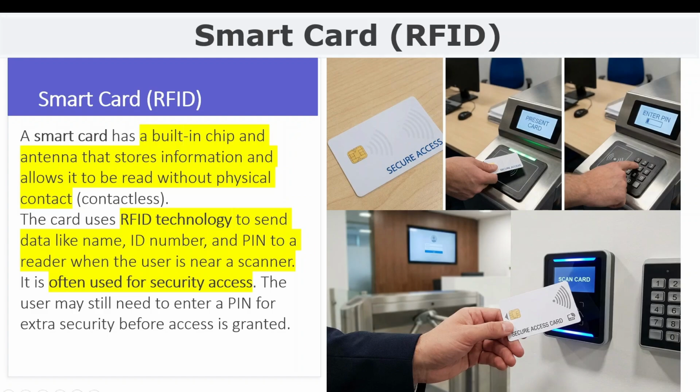So in the picture here, we can see the features I've spoken about. The first one, we have the built-in chip here that stores the information about the user. Typical information that is stored will be your name, the ID, and the PIN of the card. Then you are able to present the card close to the system, and when the system requires you to verify, you go ahead and enter a PIN, and that's exactly what we see in this picture here. So that is it about smart cards.